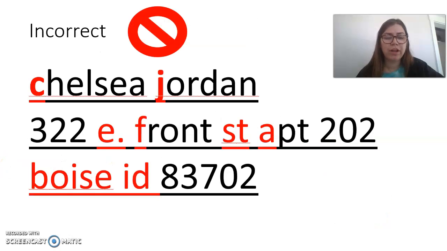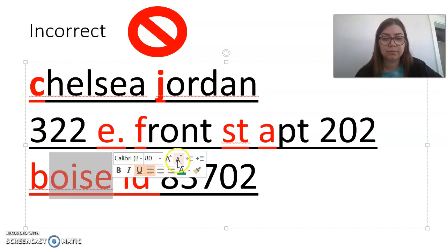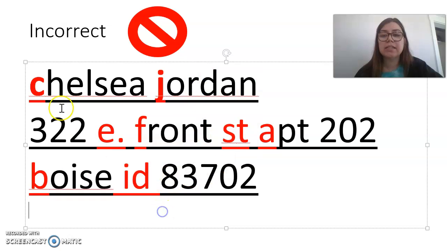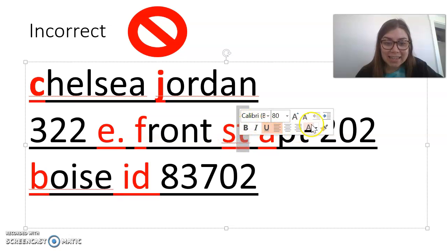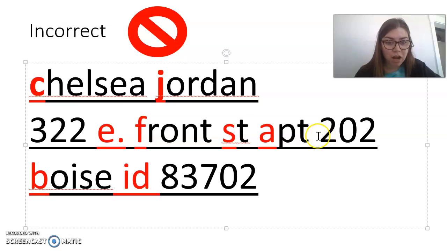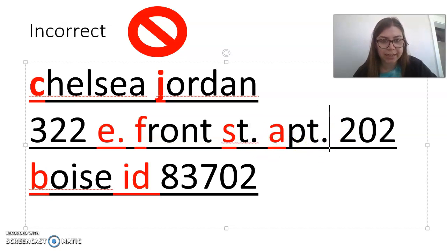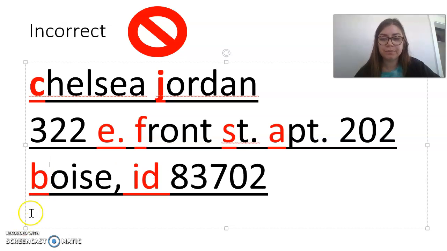So let's look at this one. There are some incorrect parts of this address. What are they? So in red are the incorrect parts. Let's see. Okay, so Chelsea Jordan, the first letter of the name and the first letter of the last name are wrong. The letter E, it has a period, so the punctuation is okay, but what else is wrong? The F in Front Street is wrong. The S in street is wrong. The A in apartment is wrong. We have periods, so it's okay. We have a comma here, so it's okay.